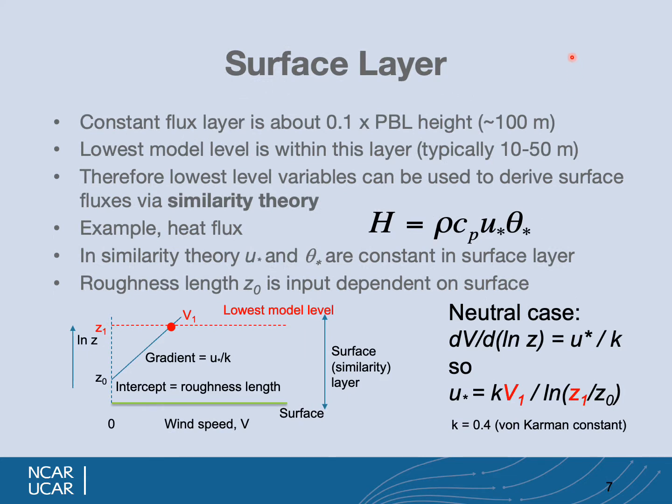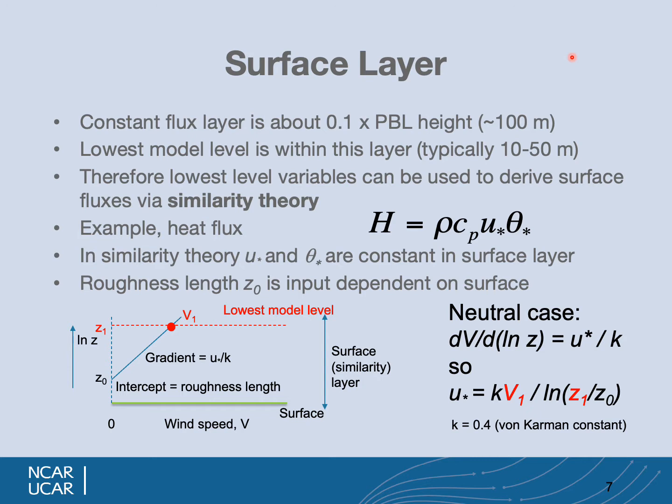The surface layer is a thin layer near the surface, about 100 meters thick or a tenth of the PBL height, and it's a layer where the flux is assumed to be constant and follows similarity theory. The lowest model level is usually within that layer, because it is typically 10 to 50 meters above the ground. So the lowest level variables can be used to derive the surface fluxes via similarity theory.